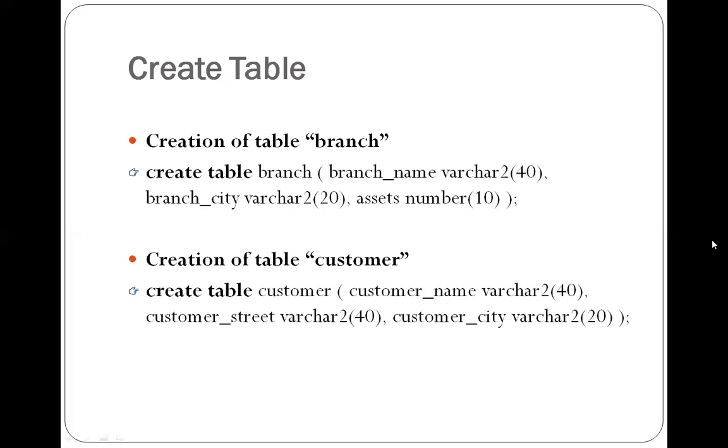next attribute name, space, data type for that attribute, and within bracket the size of that attribute. Again the next attribute, space, the data type, and along with the size of that attribute within bracket, then again bracket close, semicolon. By semicolon we are specifying the query has ended.